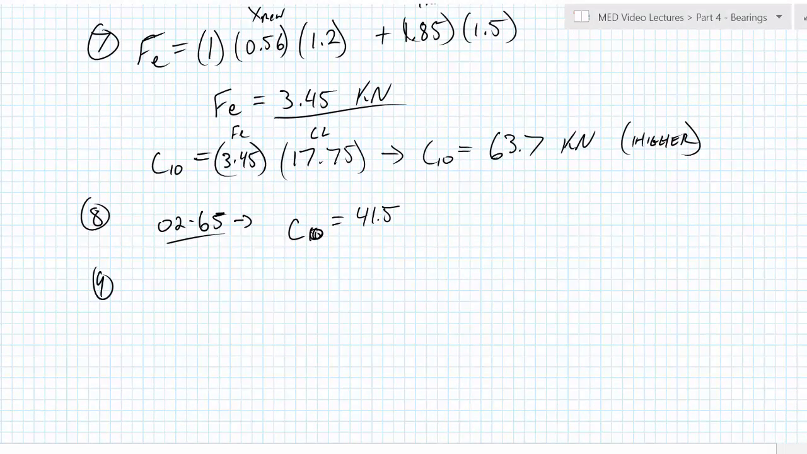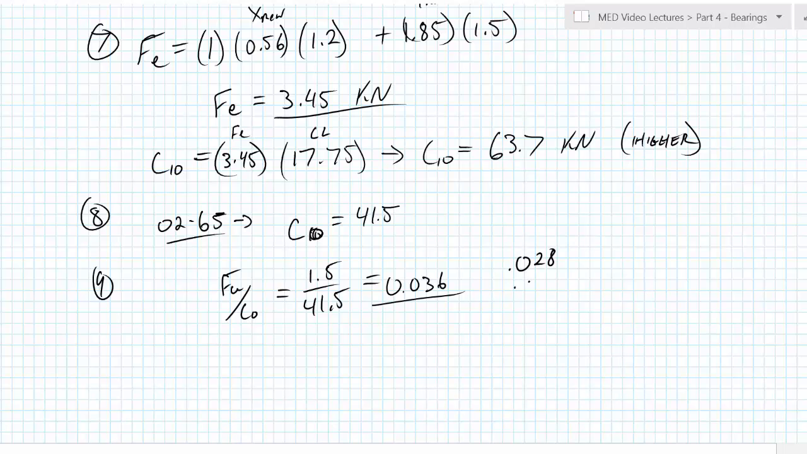We're on our third iteration now and look at Fa over C0, which in this case is going to be 1.5 divided by 41.5, or 0.036. This is going to require us to iterate for our e values. So in the tables, what you'll see is 0.028, 0.042, and this is equivalent to an e value of 0.22 and a value of 0.24. So 0.036 is somewhere in there, pretty close to halfway.